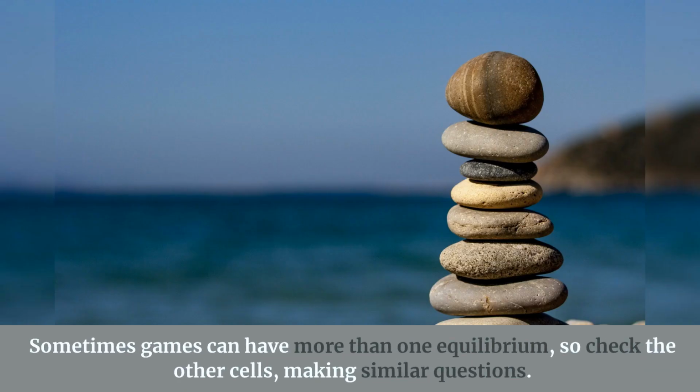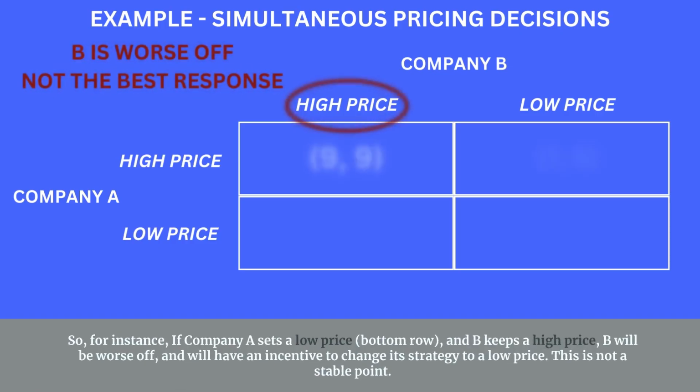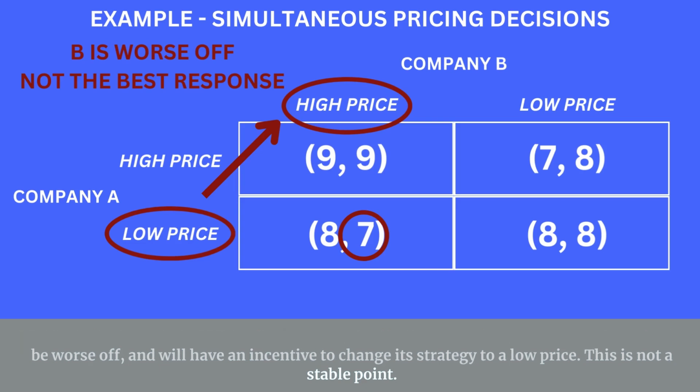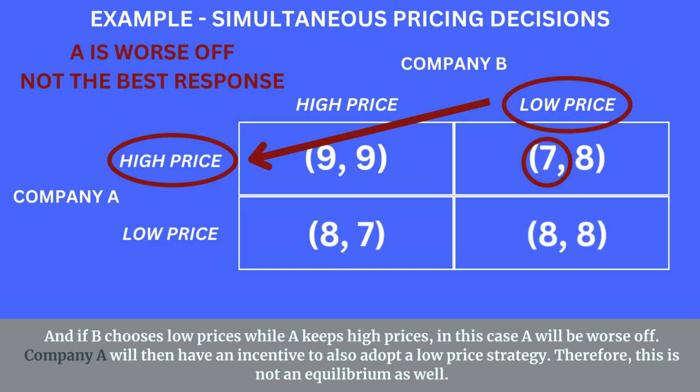Sometimes games can have more than one equilibrium, so check the other cells, making similar questions. So, for instance, if Company A sets a low price, bottom row, and B keeps a high price, B will be worse off, and will have an incentive to change its strategy to a low price. This is not a stable point. And if B chooses low prices while A keeps high prices, in this case A will be worse off. Company A will then have an incentive to also adopt a low price strategy. Therefore, this is not an equilibrium as well.